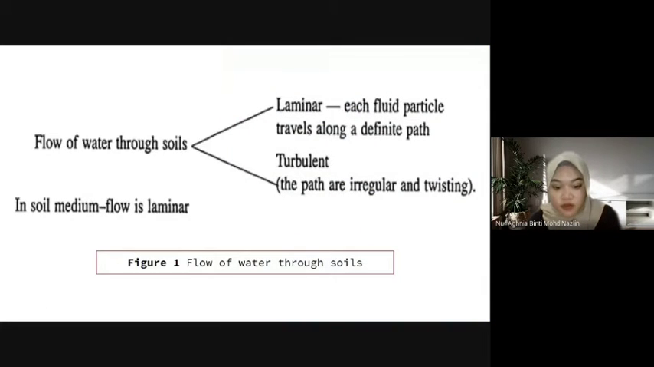Next, this figure shows the flow of water through soil, which is laminar and turbulent. Laminar is where each fluid particle travels along a definite path, while turbulent paths are irregular and twisting.